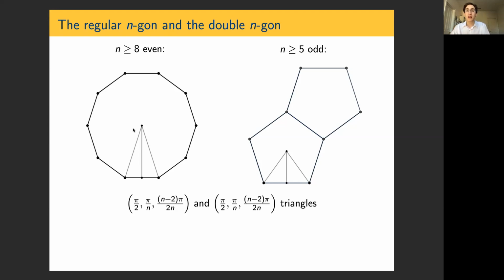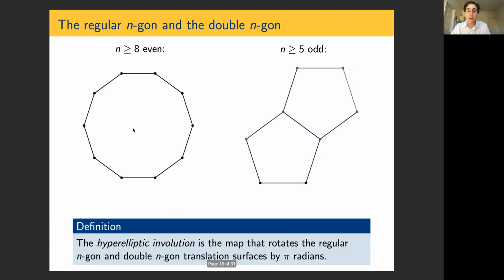Before I go further, it's important to note that these two translation surfaces have an important symmetry. It's called the hyperelliptic involution, and it's the map that rotates these two translation surfaces by pi radians around their obvious midpoint. The importance of this involution is that it's central for the kind of blocking that occurs on these translation surfaces.